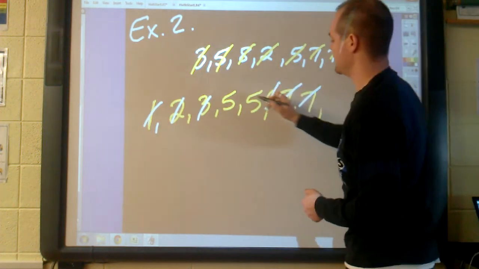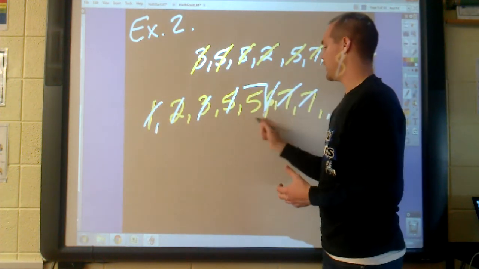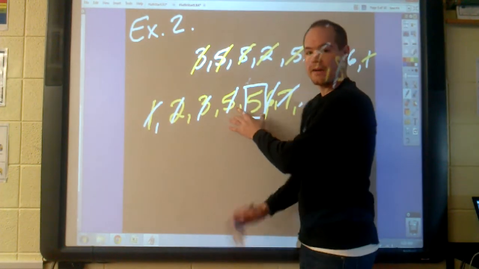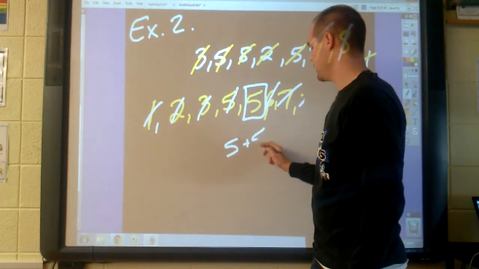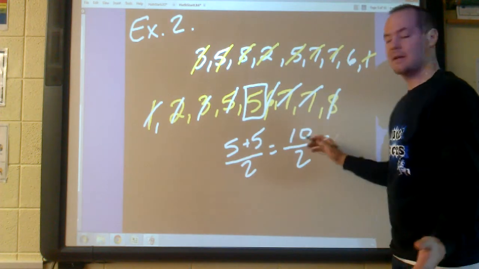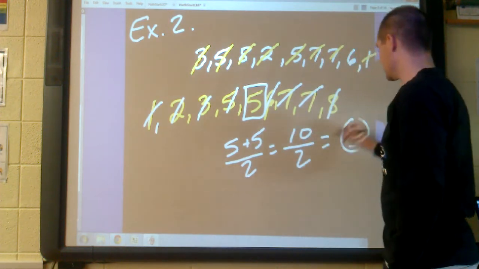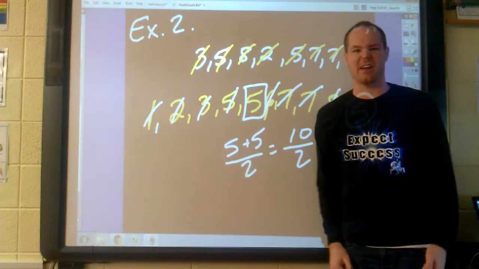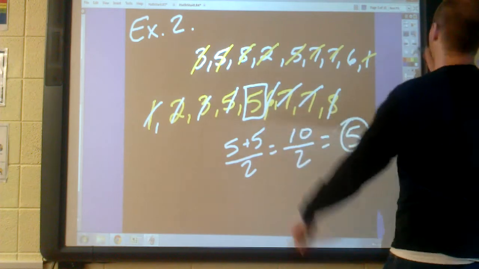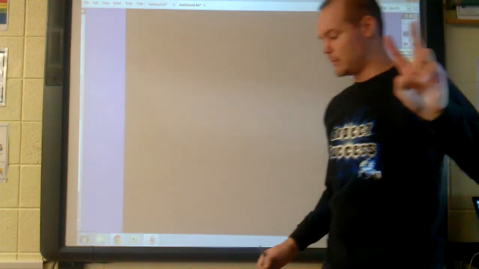Okay, and actually that 6 and that 5 would cancel out, and 5 would end up being my median or my middle number. Again, if I did have 2 5s, I'd take 5 plus 5 and divide it by 2. 5 plus 5 is 10. 10 divided by 2 is 5. Of course, the average of 5 plus 5 is going to be 5. Okay? Alright, perfect. Our median was 5, though. And that is your answer for example number 2.